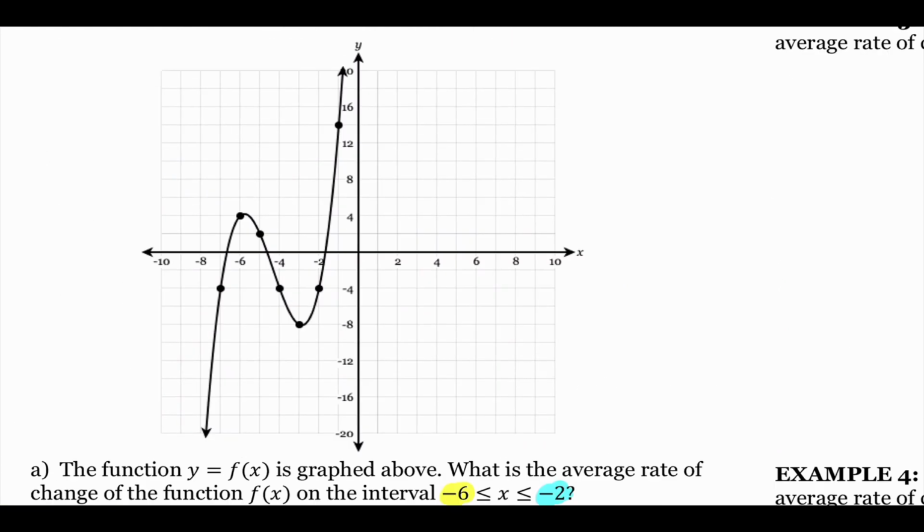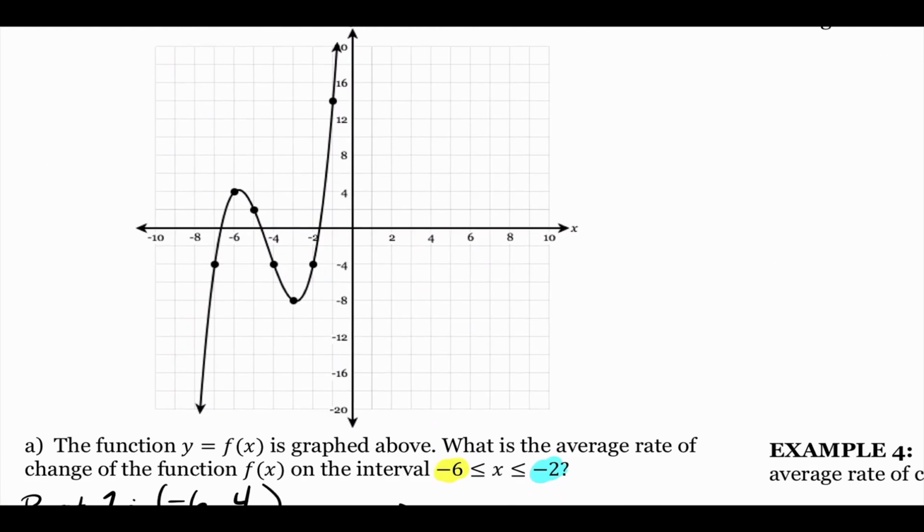-1, now the next dot. -1 means left 1. To get to the dot, I'm going to have to go up 14. So the two dots here are up here and down here. Yellow to blue.